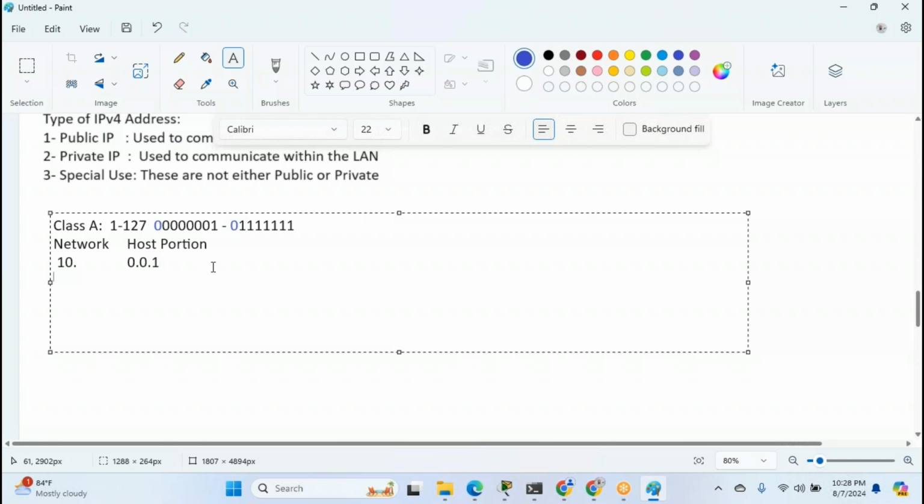If we want to write down the subnet mask, we said the network portion bits are 1. If 8 bits are 1, it is 255. In the subnet mask, host portion bits are 0, so we make it 0.0.0. So for 10.0.0.1, the subnet mask is 255.0.0.0. This is the default subnet mask of class A.